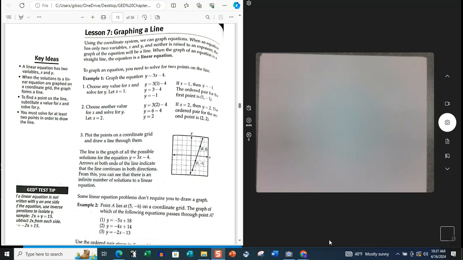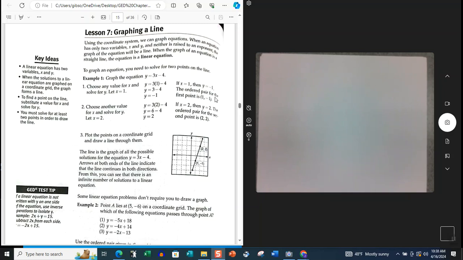When the graph of an equation is a straight line, the equation is a linear equation. To graph an equation, you need to solve for 2 points on the line. Example 1, graph the equation y equals 3x minus 4.